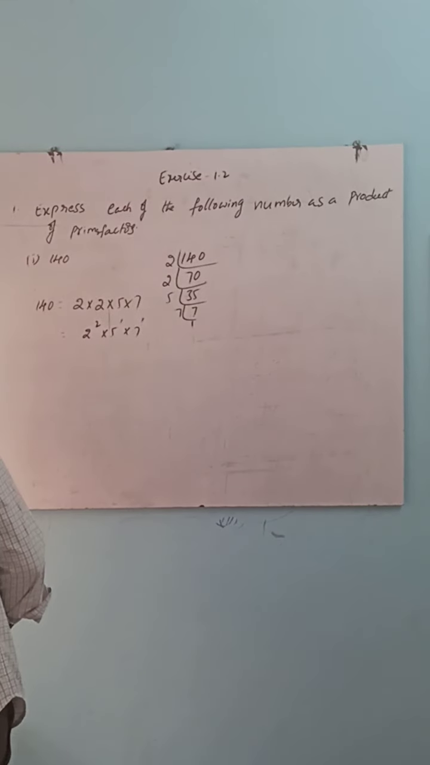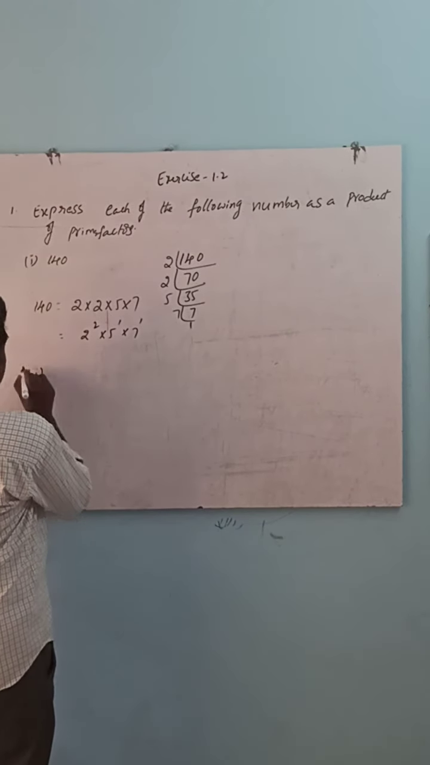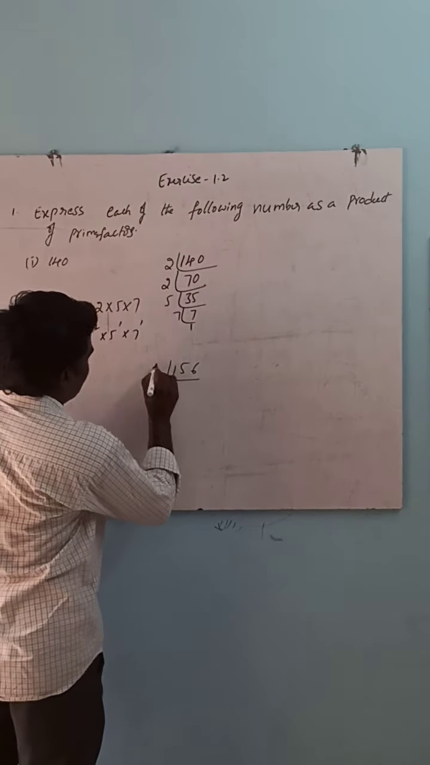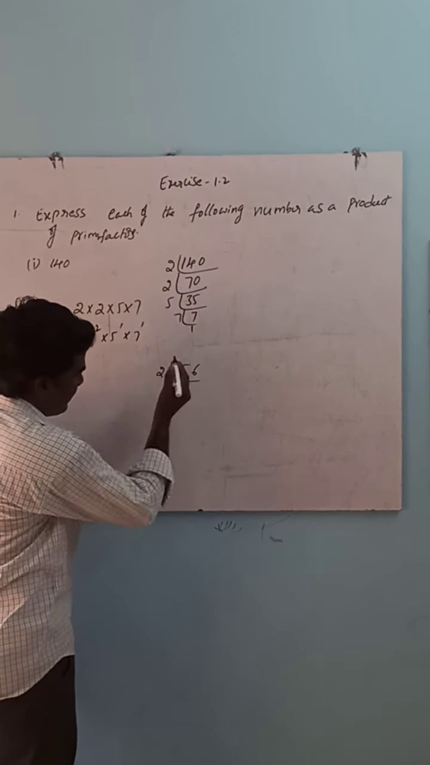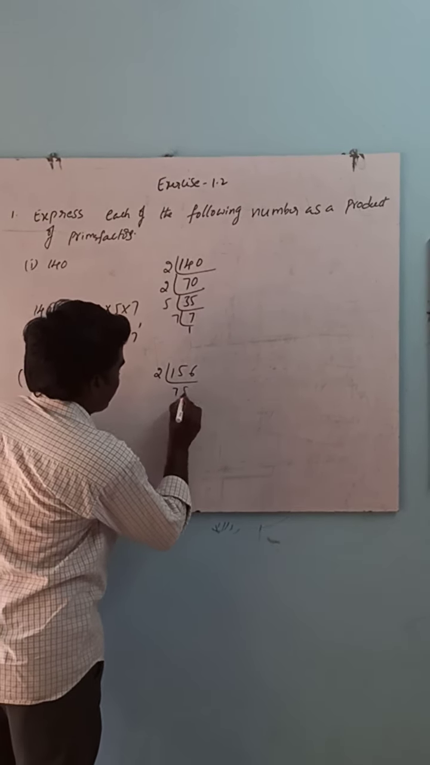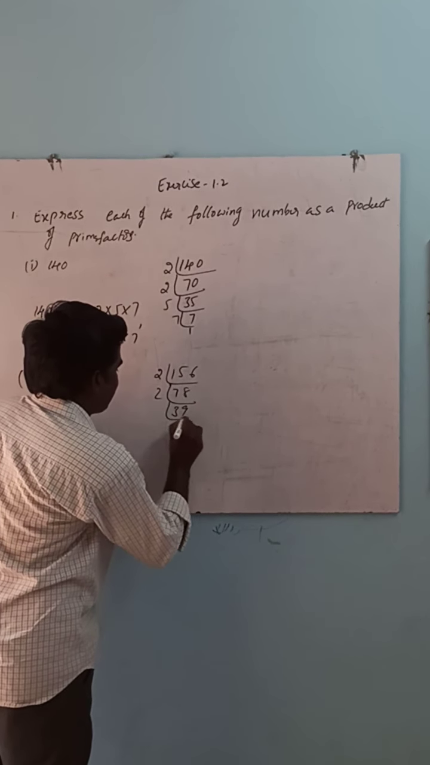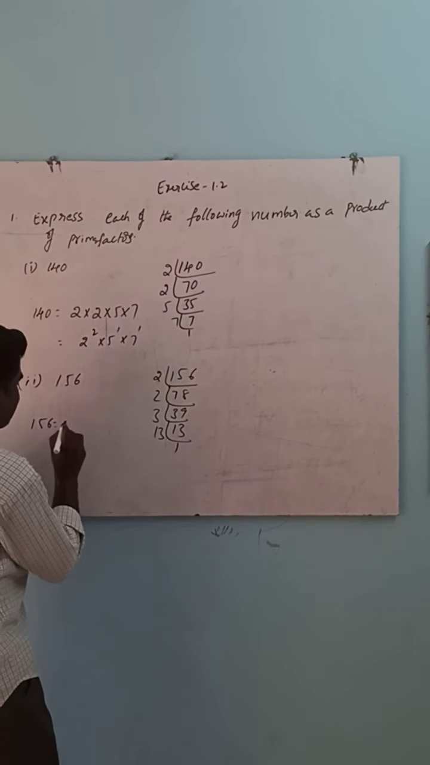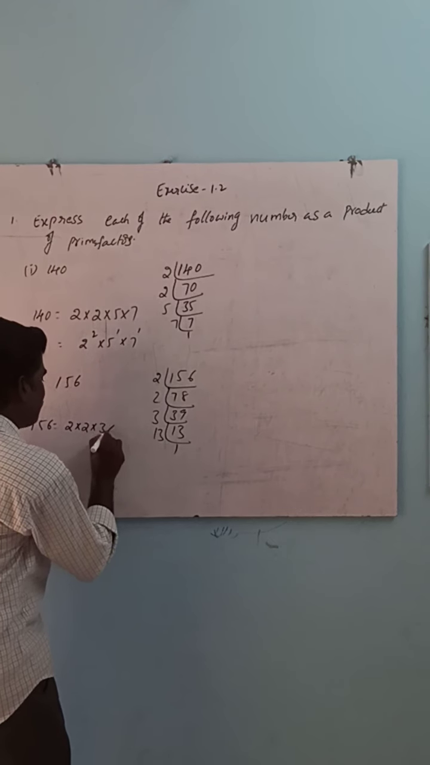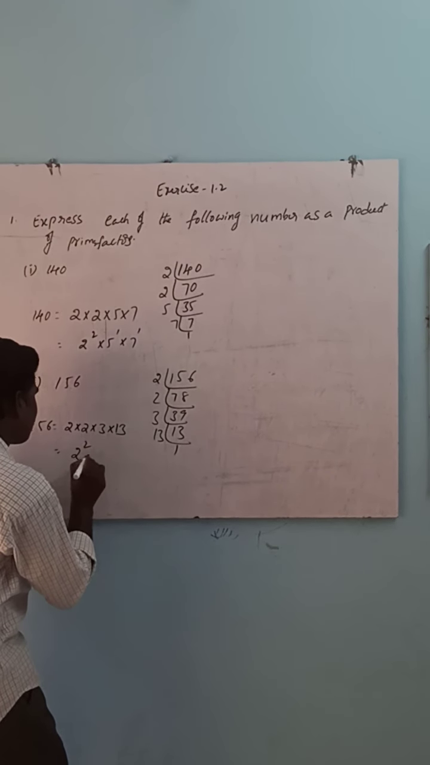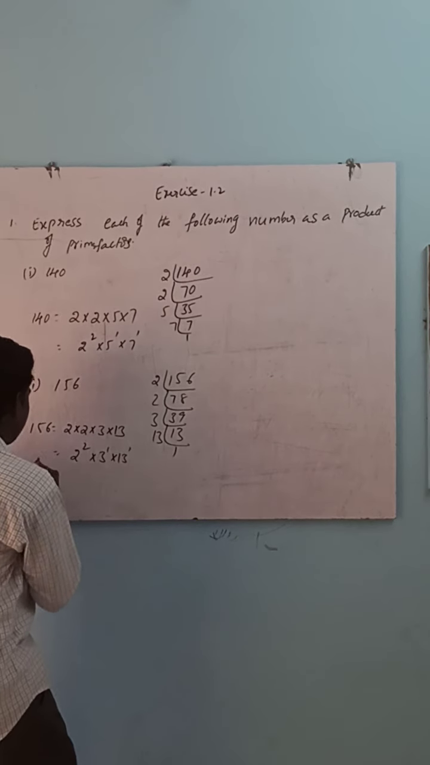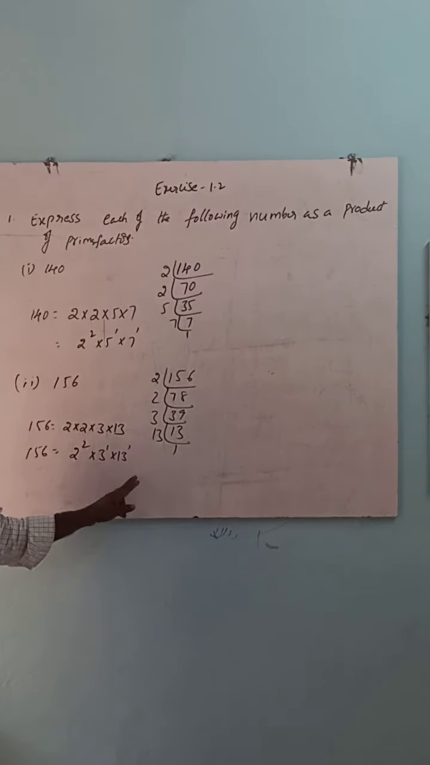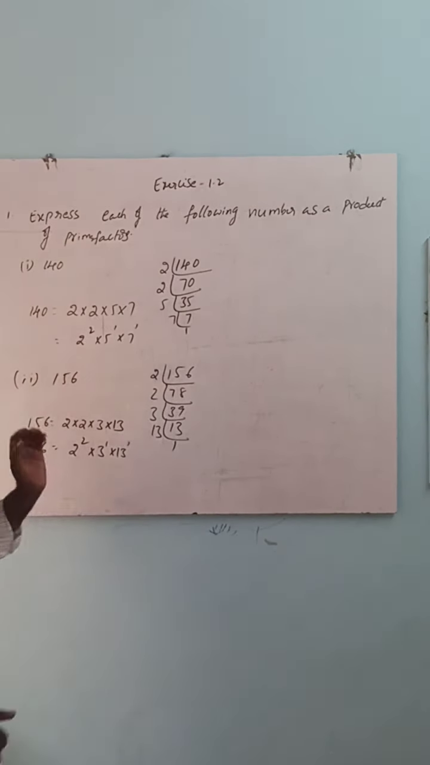Okay. Next, second question. 156, same, this one is also the same. 156, what is the least prime number? 2. So here 2 into 78, 2 into 39, next 3 into 13, next 13 into 1. So 156 we can write as 2 into 2 into 3 into 13. 2 is multiplied 2 times, so 2 square into 3 power 1 into 13 power 1. So 156 we can write as a product of prime factors. Here what are the prime factors? 2, 3, 13.